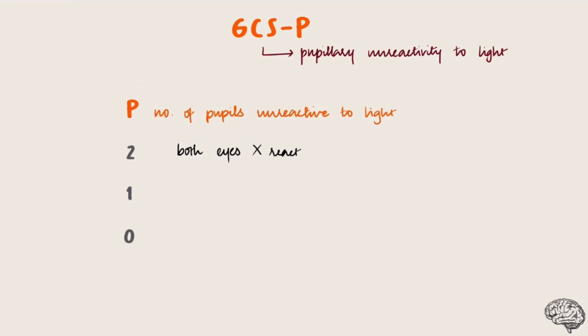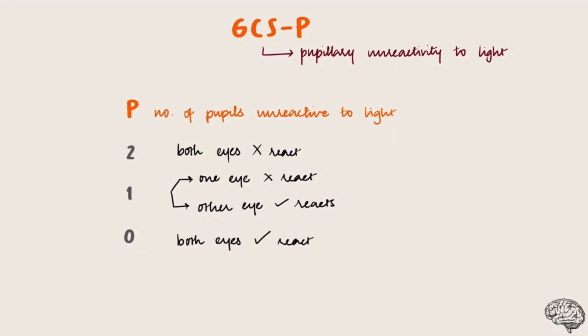So when both eyes don't react to light, we give the patient a score of 2. If one eye reacts to light and one eye does not react to light, we give it a score of 1. And if both of the eyes are reactive to light, we give them a score of 0. Here, the thing to note is that this is not a hyphen, this is a minus sign.